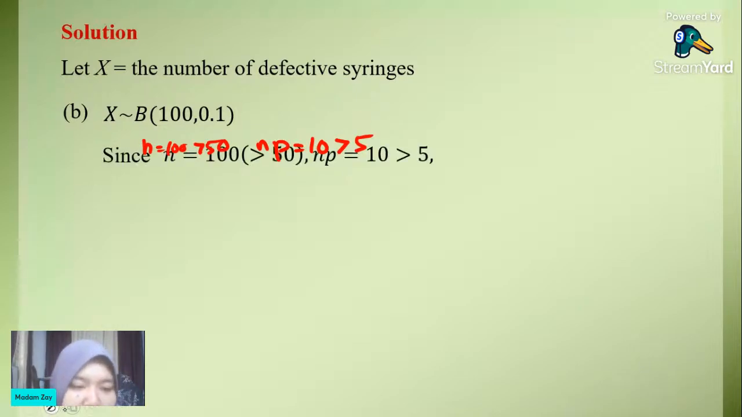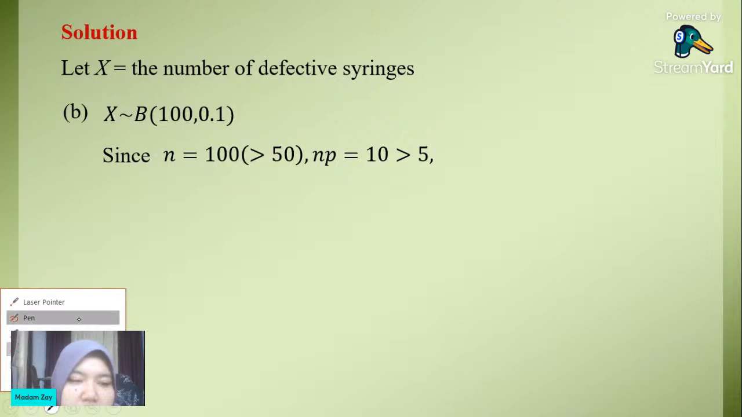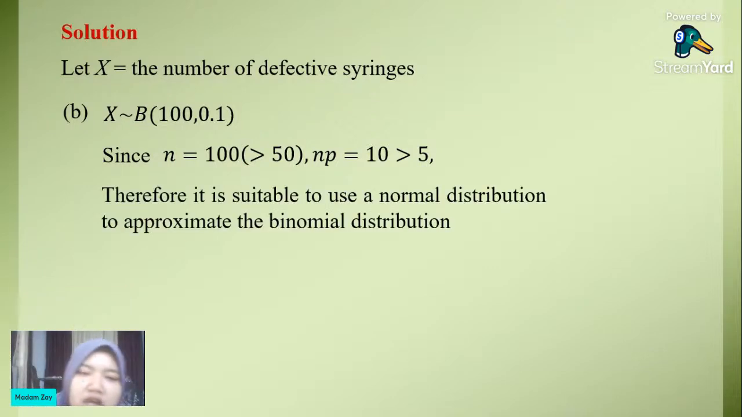So we can do the continuity correction because n is more than 50 and np is more than 5. Therefore, it is suitable to use normal distribution to approximate the binomial distribution. So, what we want to find?